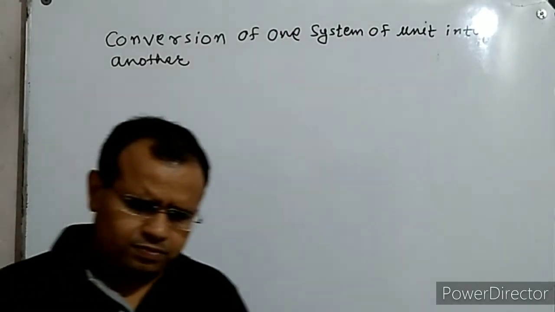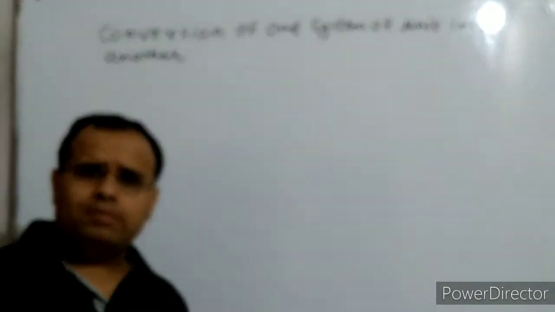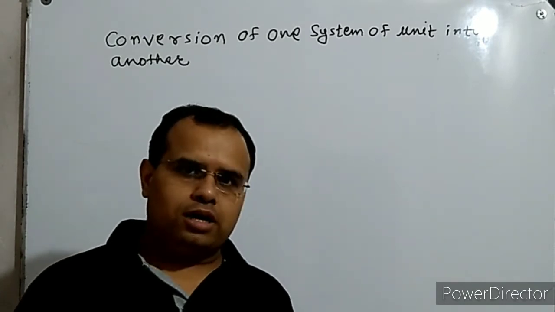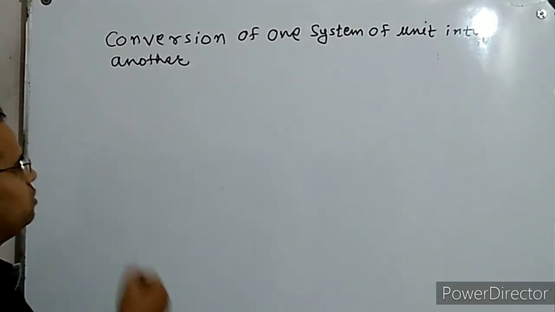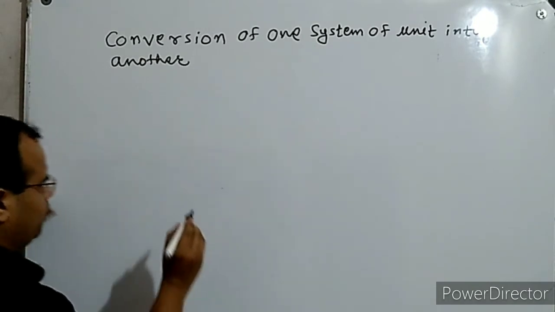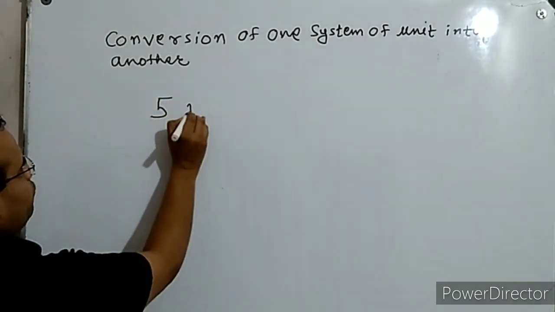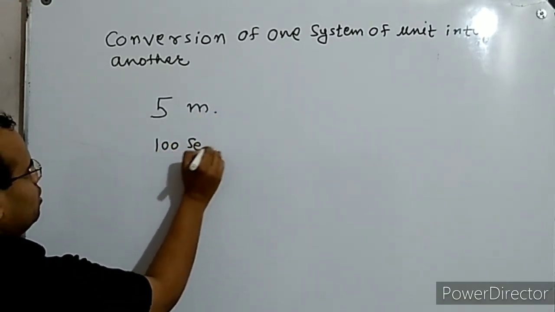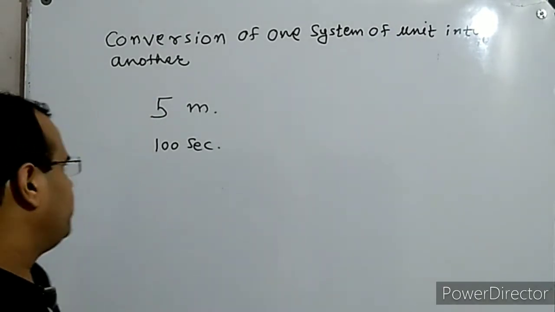Friends, now we are going to discuss the next application of dimensional analysis, and it is to convert one system of units into another. Now, how can we convert one system of units into another? Let us understand this. Whenever you measure any physical quantity, how do you represent that measurement? You write 5 meter or 100 second. Like this, you write the measurement of a physical quantity.